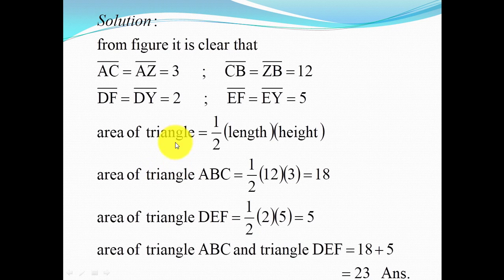Now find the area of the triangles. From the figure it is clear that the area of the triangle is half length into height. We know the length and height. Putting these values, for the triangle ABC we get the answer 18, and for DEF, 2 multiplied by 5 divided by 2 is equal to 5. So the area of triangle ABC plus the area of triangle DEF is equal to 18 plus 5, which is equal to 23. This is the required answer.